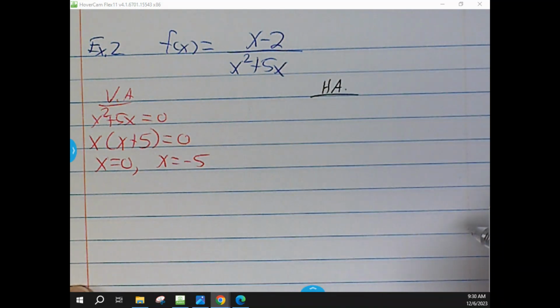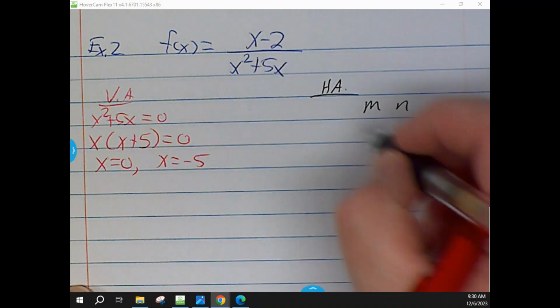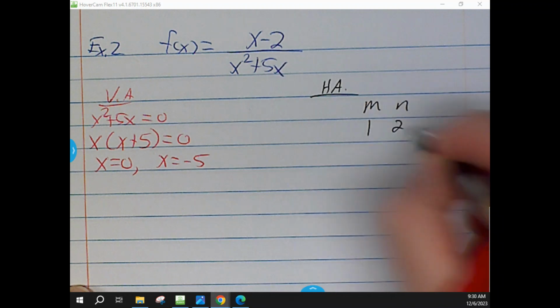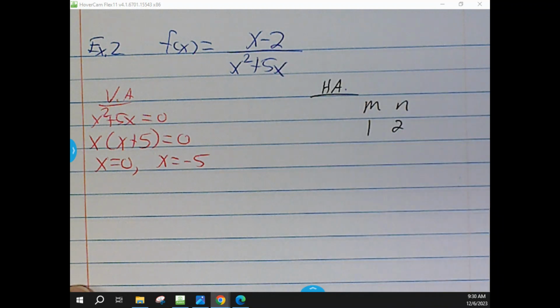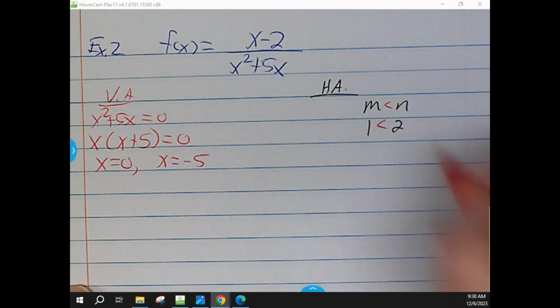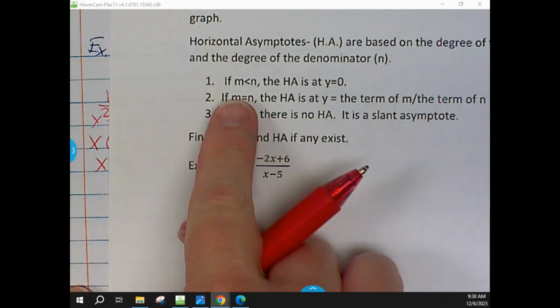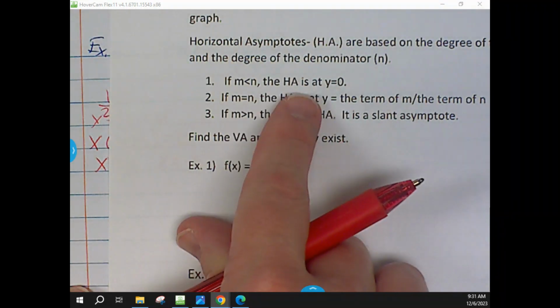Okay, for the horizontal asymptote, we've got to compare m and n. M is 1, n is 2, and to the best of my knowledge, 1 is less than 2, so that means that m is less than n. Again, go back and check it, because m is less than n, we've got a default one at y equals 0.